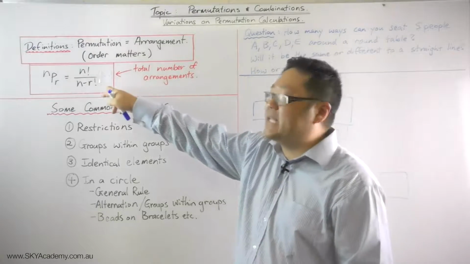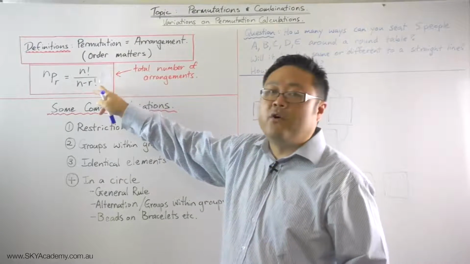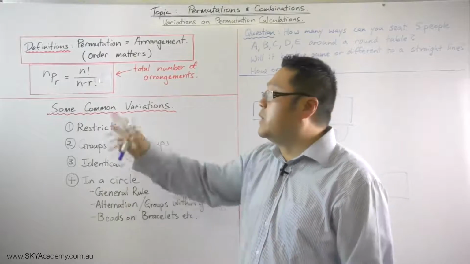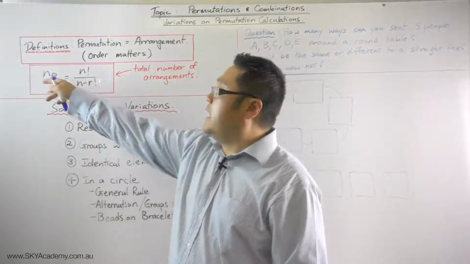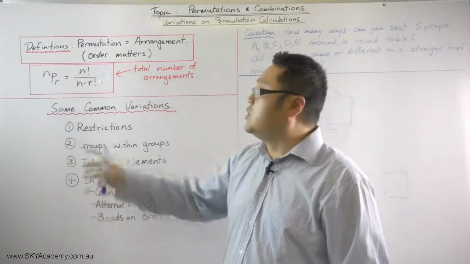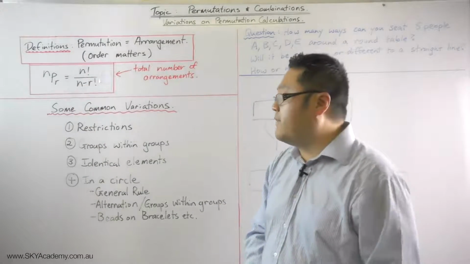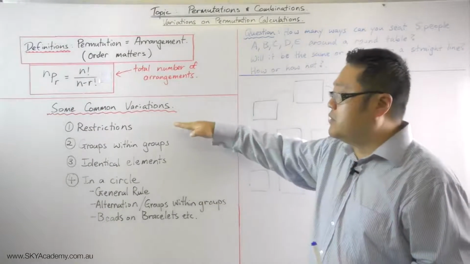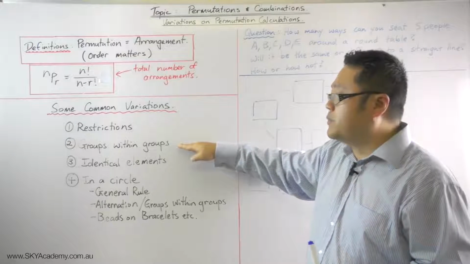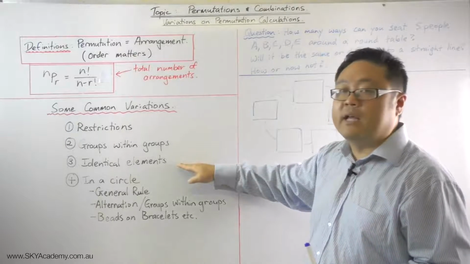In particular, we're looking at some common variations to permutation type problems or calculations, which require us to depart slightly from our formula, nPr equals n factorial over n minus r factorial. So we looked at restrictions, groups within groups, and identical elements.